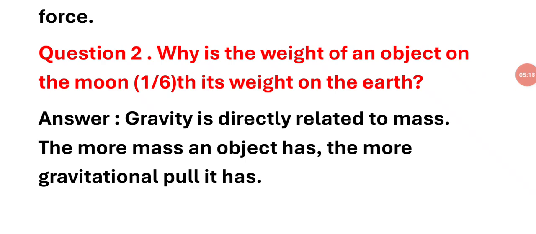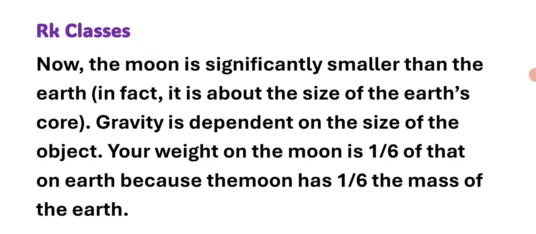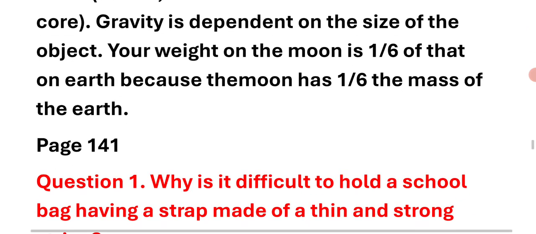Question number 2. Why is the weight of an object on the moon 1/6 of its weight on the earth? Right answer. Gravity is directly related to mass. The more mass an object has, the more gravitational pull it has. Now the moon is significantly smaller than the earth. Gravity is dependent on the size of the object. Your weight on the moon is 1/6 of that on earth because the moon has 1/6 the mass of earth.